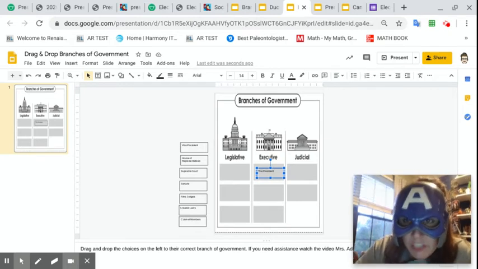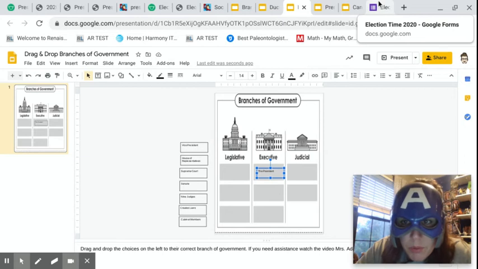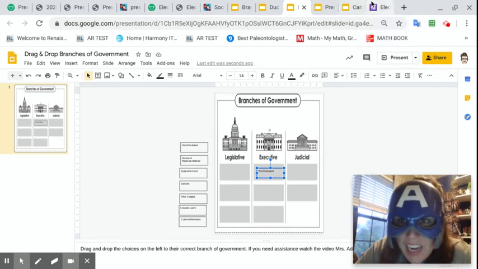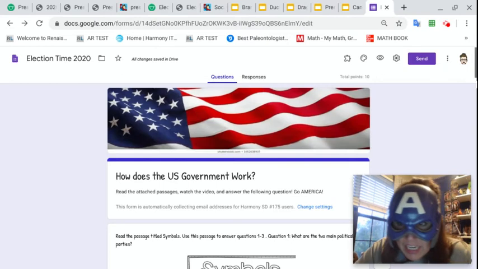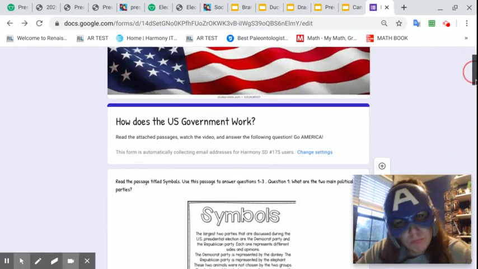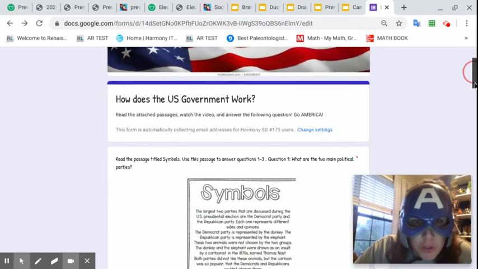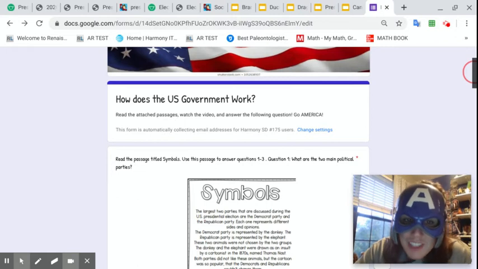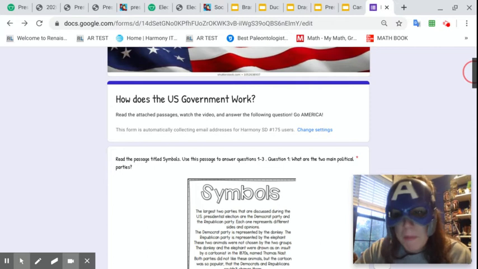Task two that I need you to do is you are going to go to a Google form and it is attached on here. It'll be on the next slide and it looks like this. And it is question, how does the US government work? Please tell me. So you are going to read the attached passages, watch the video, and answer the following questions. Go America!